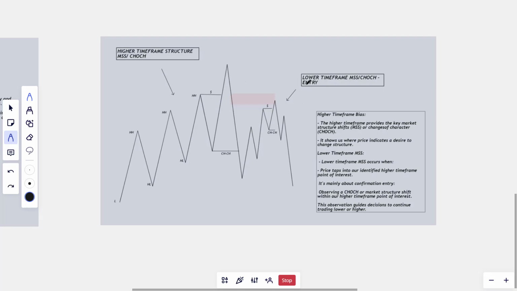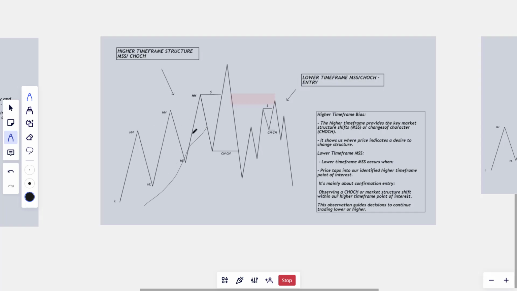And then right here, the same pattern as we can see here occurs on the lower time frames when price retraces and taps into our higher time frame point of interest. For the lower time frame market structure shifts, they are mainly for confirmation entries, right? So as we can see, price is crawling back up, and then when price is finally going to touch into our higher time frame point of interest, the same exact pattern will show again. Price will then take liquidity and then give a change of character again. So price was on the lower time frames going bullish to now wanting to go bearish, guiding us to trade lower or higher, right?